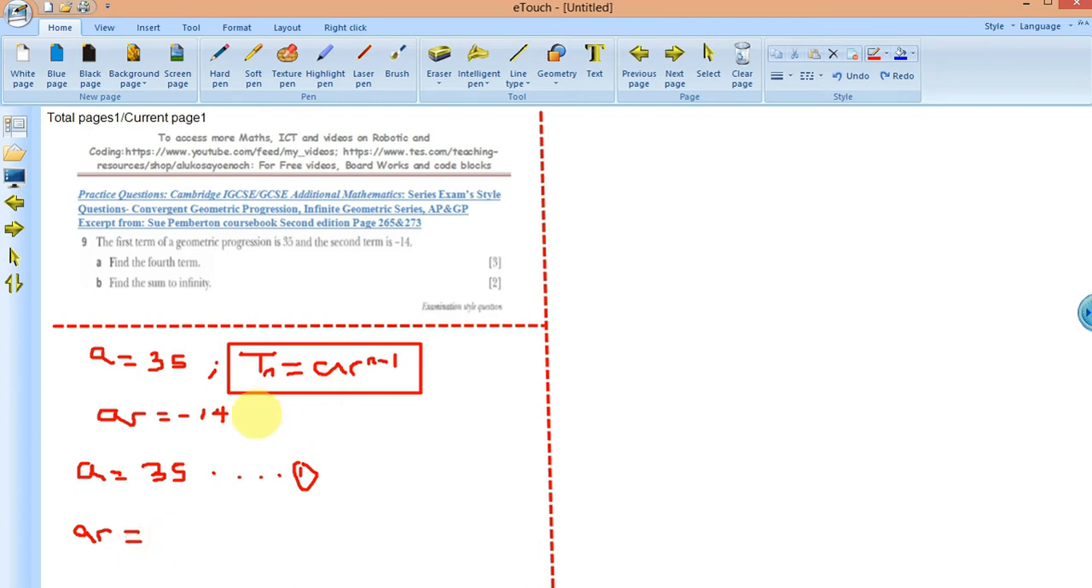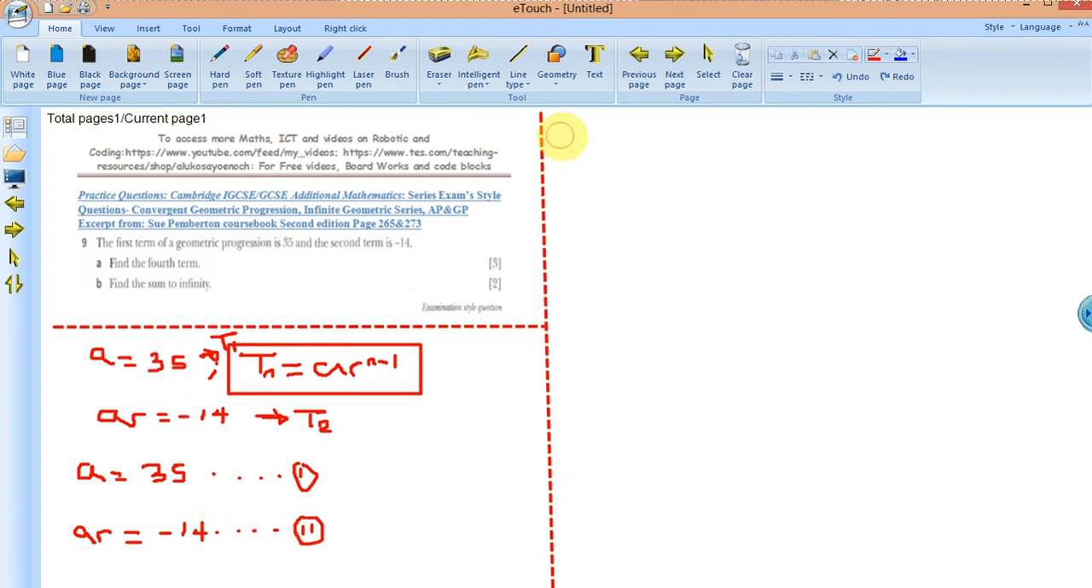Let's tag this one T2, so that you can recall from the first question that to find the common ratio, you just do T2 over T1. This is T1, so generally you have Tn over Tn minus 1. So AR is minus 14. This is equation 2. We can just divide equation 2 by equation 1, but for better understanding, let's find the common ratio. That's why we are going to divide equation 2 by equation 1.